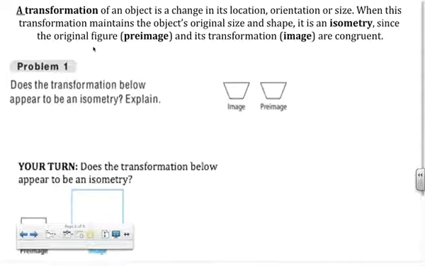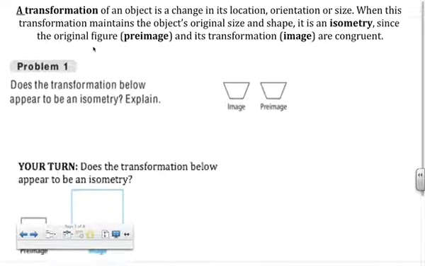So you might hear me talk in terms of before and after. That's pre-image and image. When the pre-image is congruent to its image, that makes the transformation an isometry. So we talked about, or I mentioned, that we're going to be talking about taking a figure and moving it. If I take a figure and I move it, is that an isometry, yes or no? Yes. The pre-image is congruent to the image.